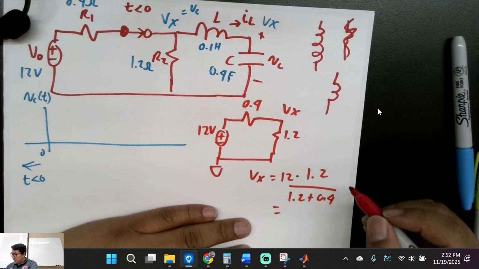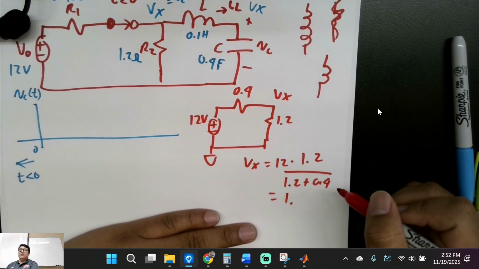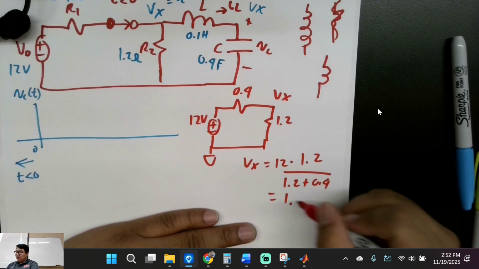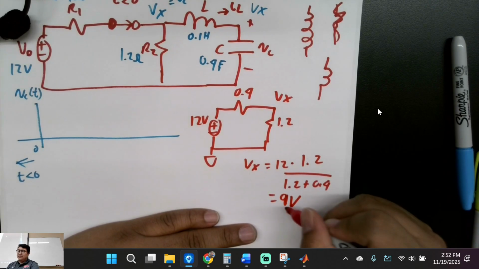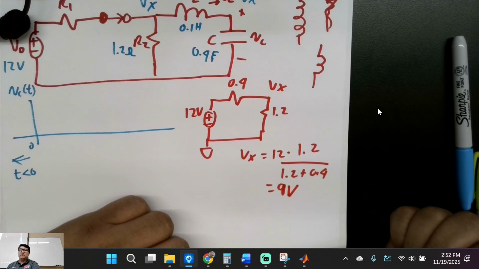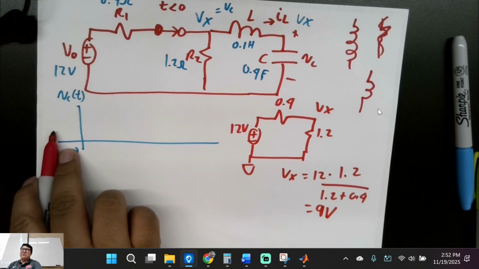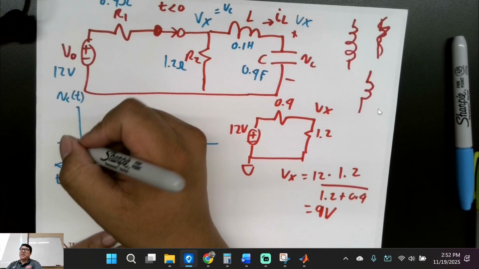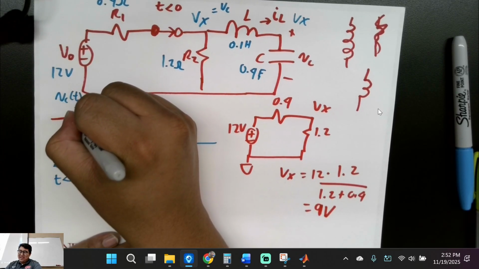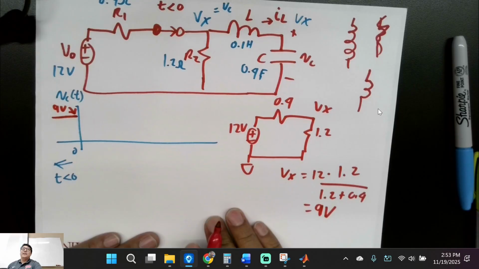Does someone want to do this math for me? It's 1.2 over 1.6 times 12, which is going to equal 9 volts. So you have 1.2 divided by 1.6 times the initial voltage, and that gives you 9 volts. Is that what everyone got? So before our switch closes, what's our voltage? 9 volts. Great.